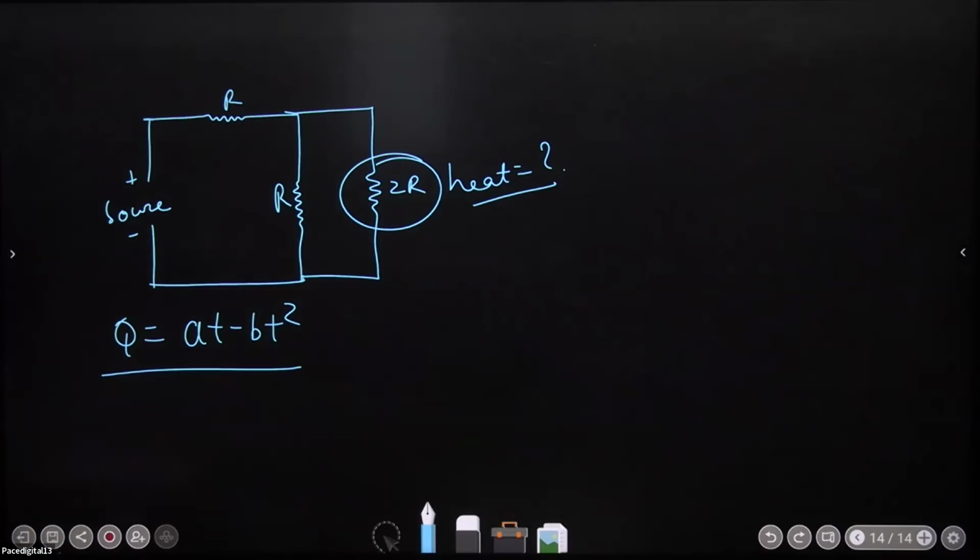Charge produced by the source is this. Time is given till how long it is. That's the catch in the question.